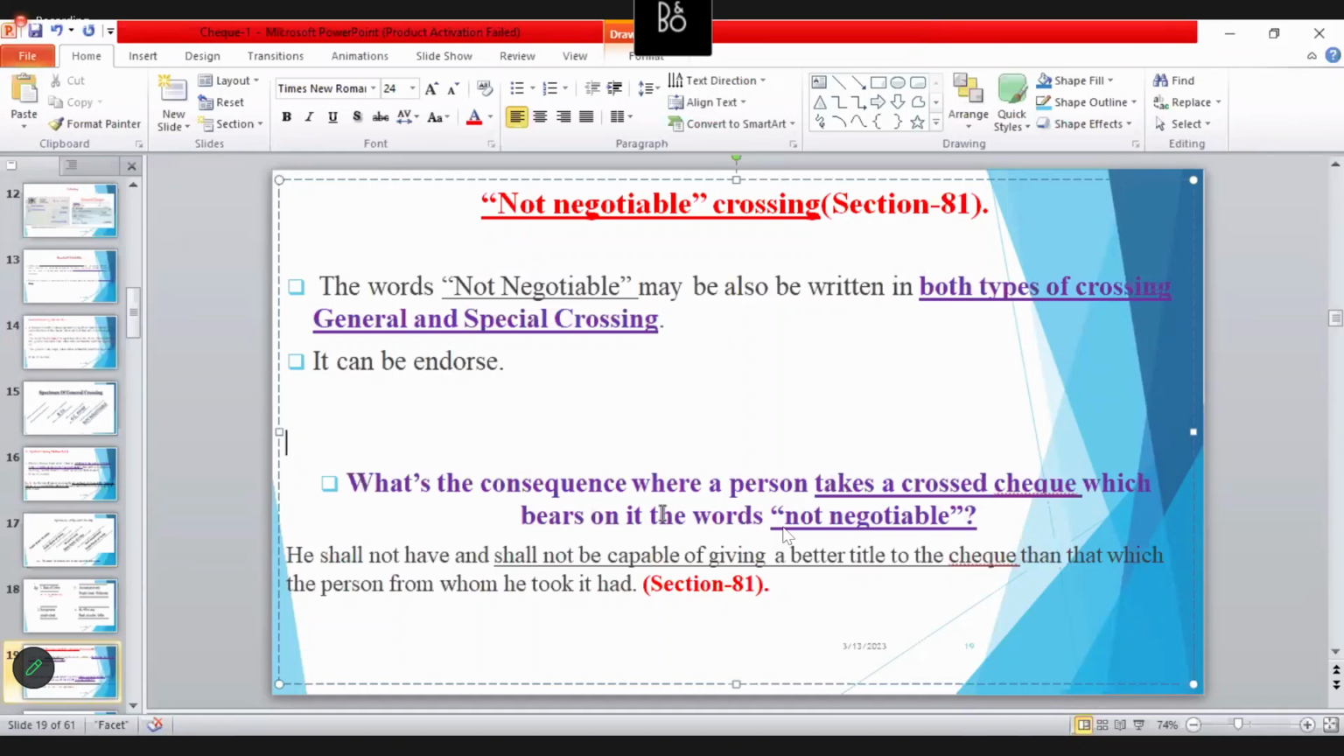That doesn't mean that you can't transfer such a check. Still, with the words 'not negotiable', you can transfer it, because the real meaning of 'not negotiable' is that whatever position you have, that's the position you can transfer. If you have good intention, then with the good intention you can transfer. If you have a bad intention on the check, only with the bad intention can you transfer such a check, right? That is what not negotiable means.